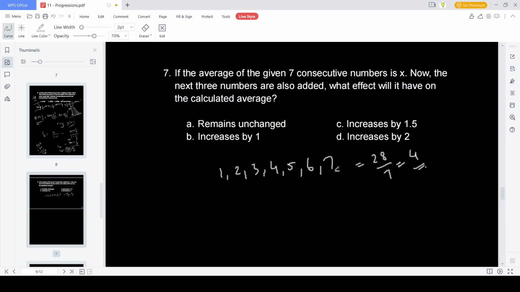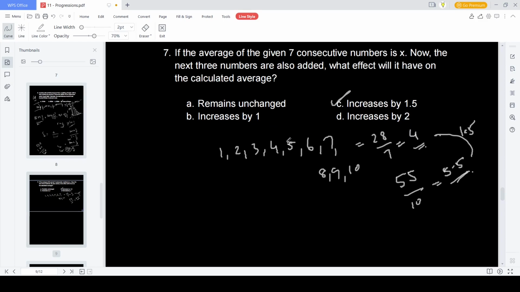Now the next 3 numbers are added. So 8, 9, and 10 are added. Okay, so to this you have to add. So this will be 36, then 45, and then 55. So 55 by 10, the average will become 5.5. Okay, so the average increases by how much? 1.5. That's all they're asking. We can simply substitute numbers and find out.